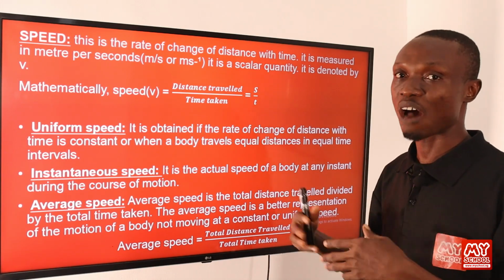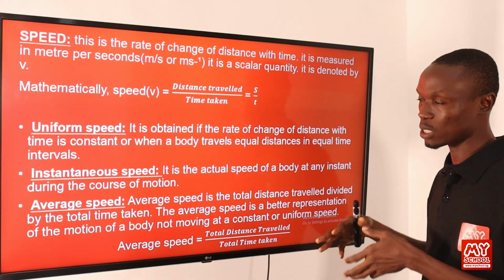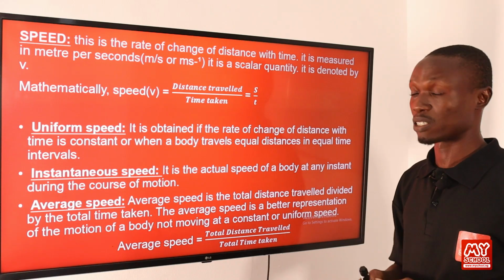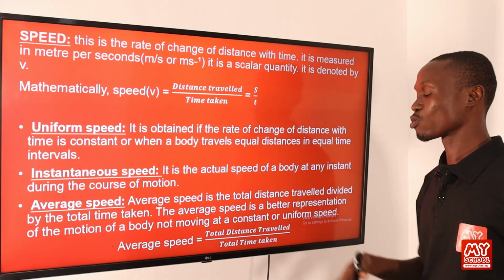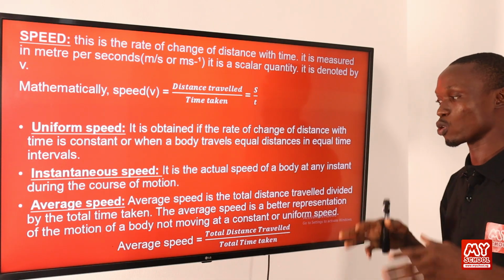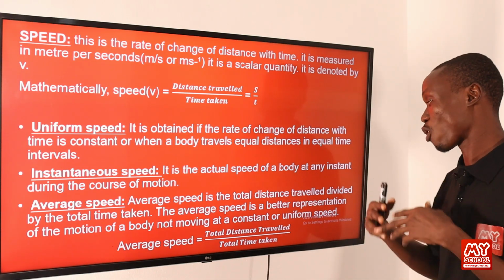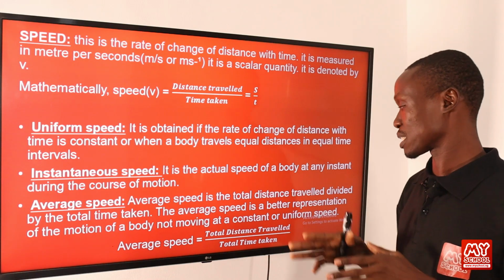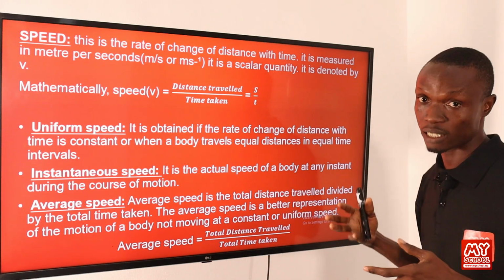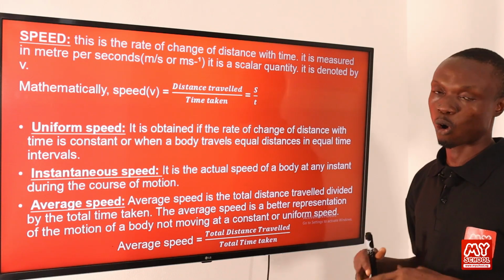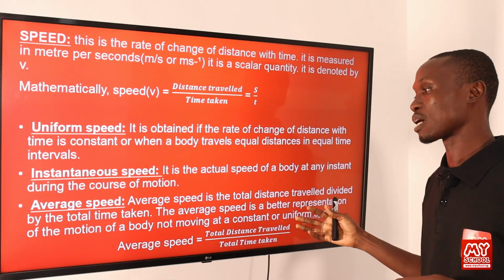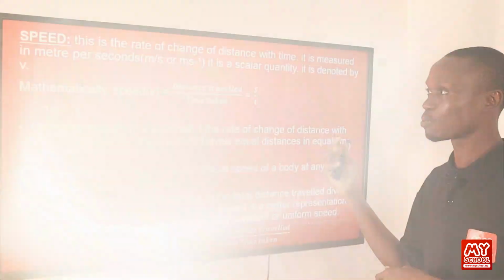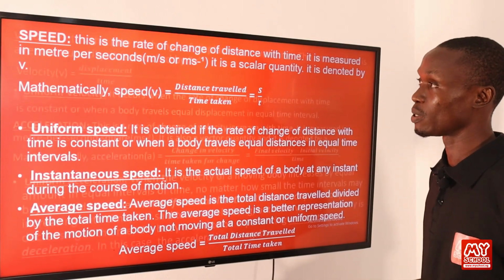Then we also have average speed. Average speed is simply the total distance traveled divided by the total time taken to cover that distance. The average speed is a better representation of the motion of a body not moving at a constant or uniform speed. So if you want to represent a body that is not moving at a uniform speed, you make use of average speed. Mathematically, average speed is given as total distance traveled over total time taken. So let's move to the next slide to see other parameters used in describing motion.